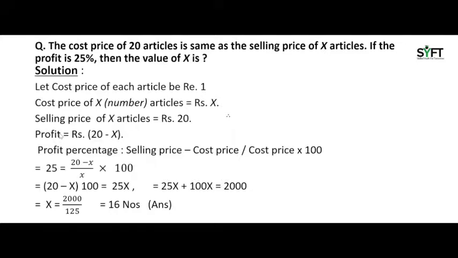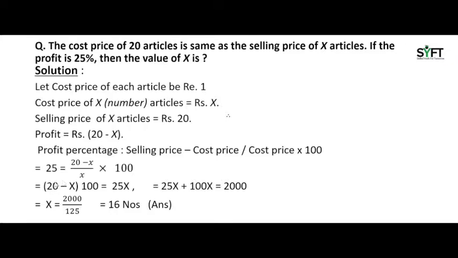So here the profit will be selling price minus cost price, 20 minus X. Now profit percentage. The formula for profit percentage is selling price minus cost price divided by cost price into 100. The profit percentage is given in the question, which is 25%. So 25 is equal to 20 minus X, this is the profit, divided by X, which is the cost price, and into 100.